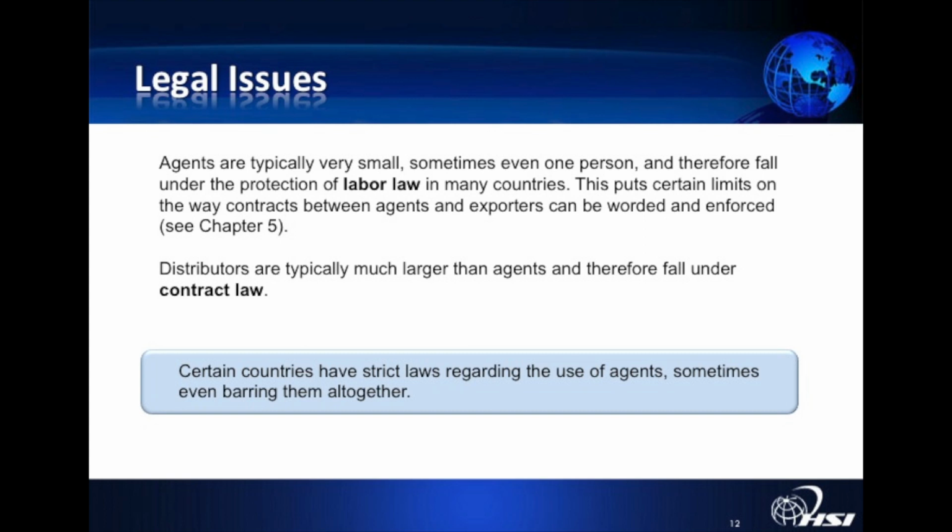Now, contract law simply says the contract between the distributor and the exporter is taken to the courts, and the courts determine if one party broke the agreement.